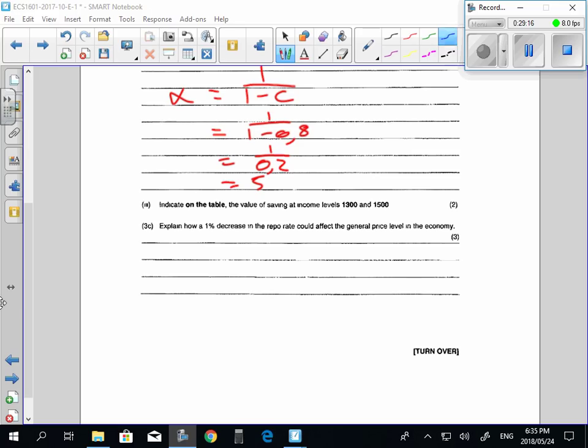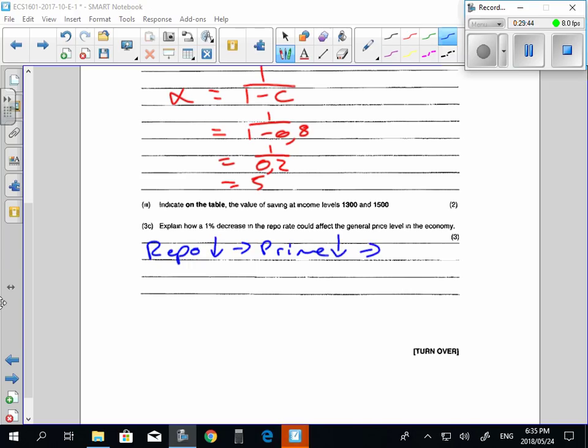Explain how a 1% decrease in the repo rate would affect the general price level within the economy. First, you need to know that the repo rate is the rate of interest that the South African Reserve Bank charges the commercial banks. The commercial banks then add on 3.5% and charge us the prime rate. So if the repo were to decrease, it means that the prime rate decreases.